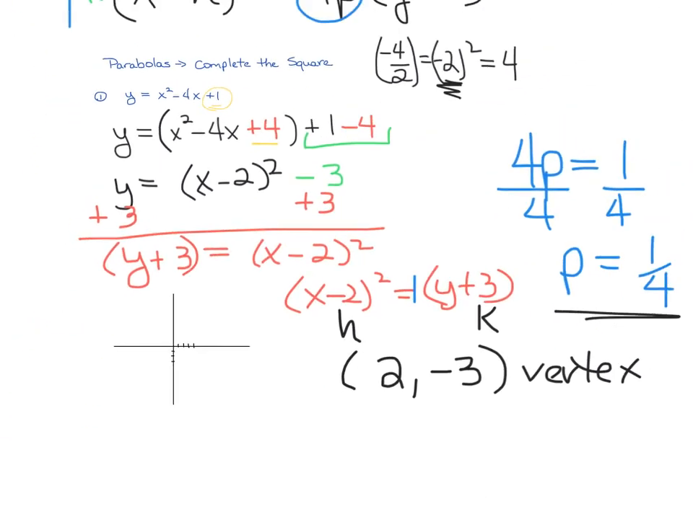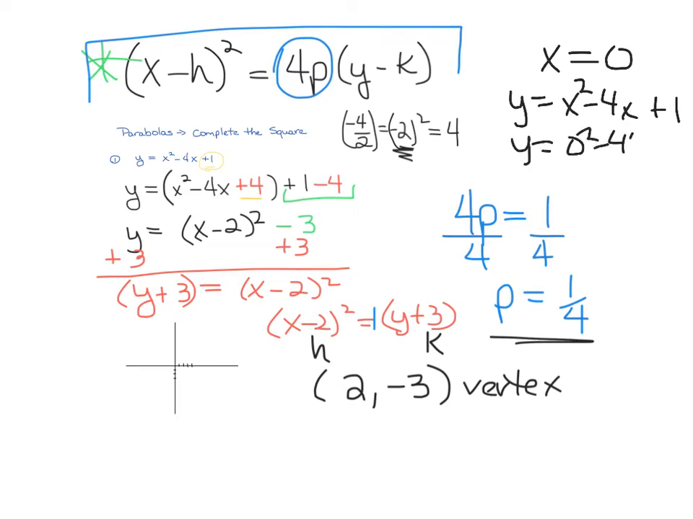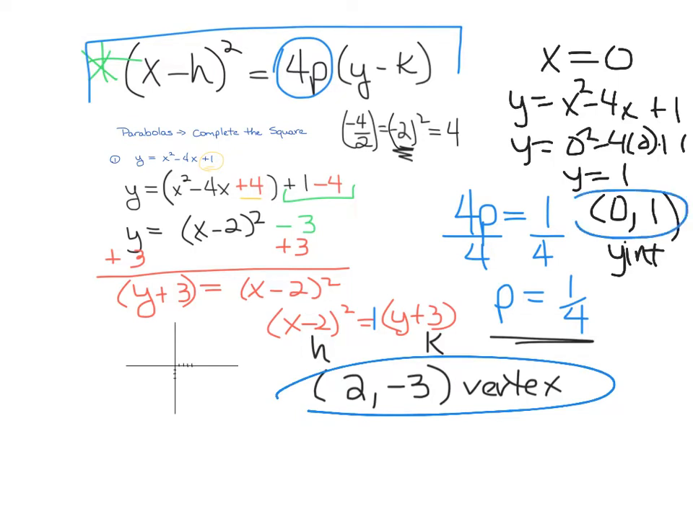So whenever I want to find the y-intercept, I'm going to set x equal to 0. And here's my original equation. x squared minus 4x plus 1. When I plug in the zeros, I get y equals 1. So my ordered pair for my y-intercept is the ordered pair 0, 1. I now have 2 points that I can use to make my parabola.